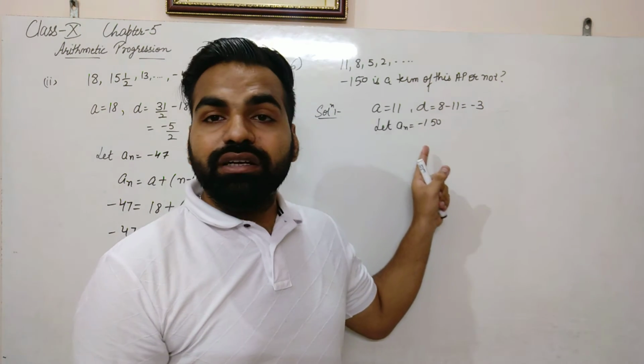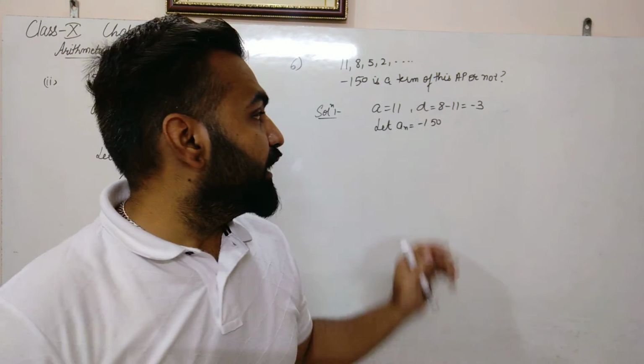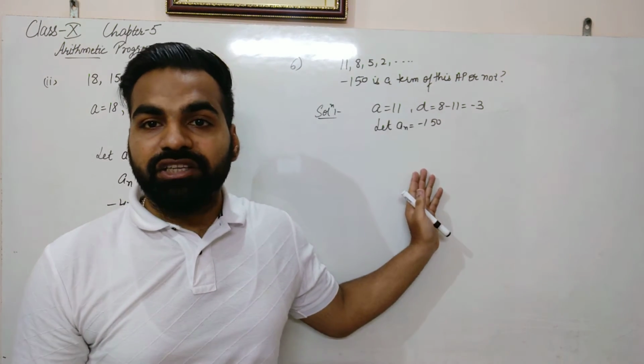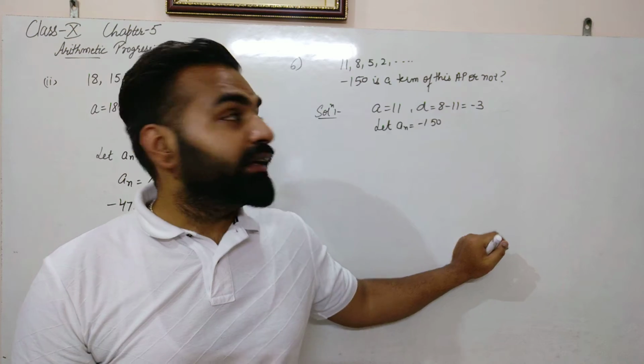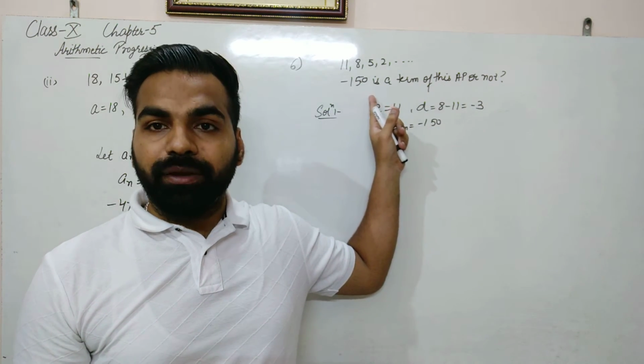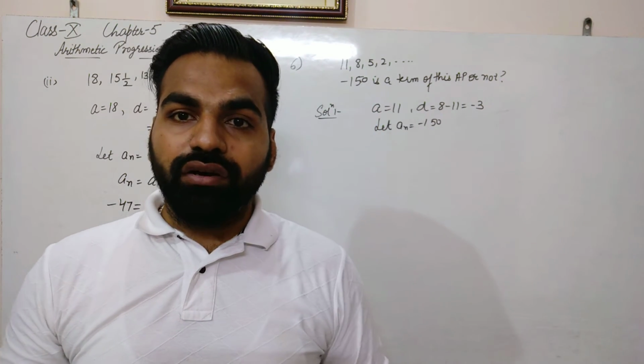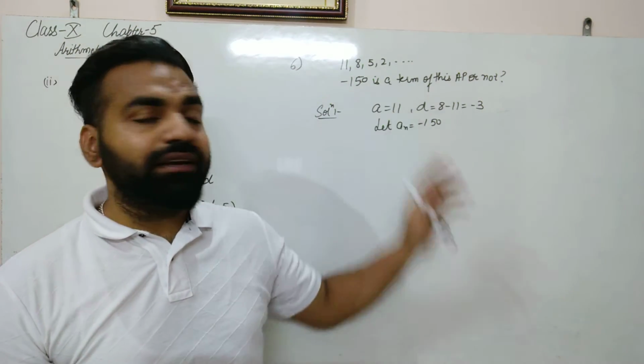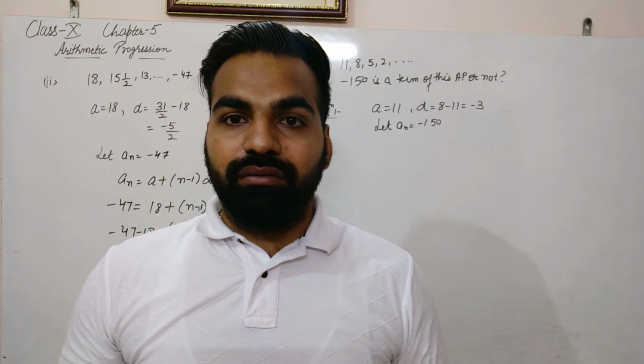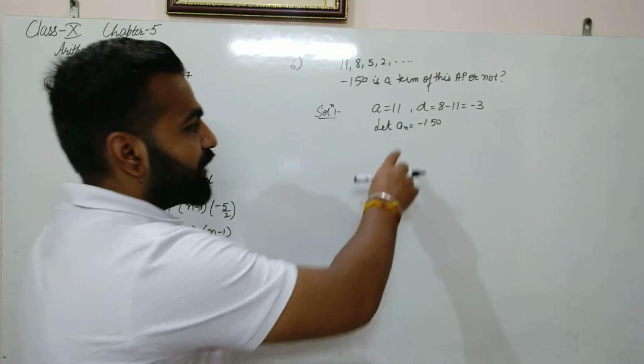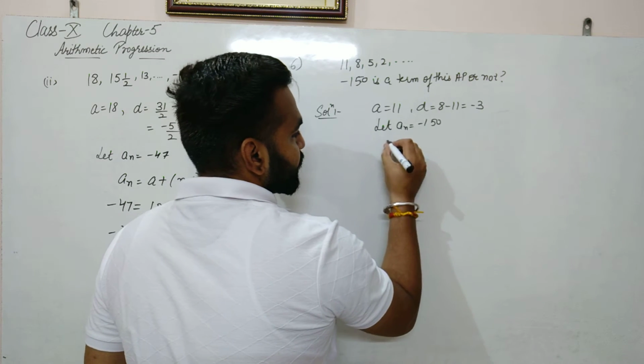So we will calculate the value of n here. If the value of n comes as a natural number, then we can say that this term will come in this AP. And if the value of n is not a natural number, then we will say that -150 will never come in this AP. So we will calculate the value of n here.